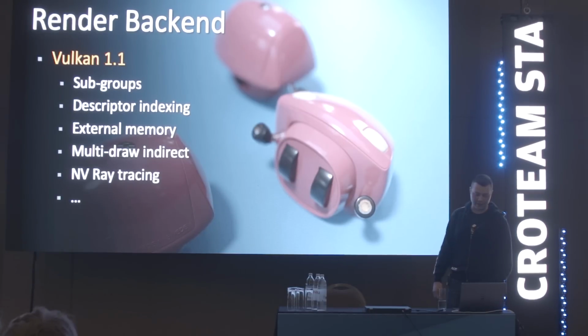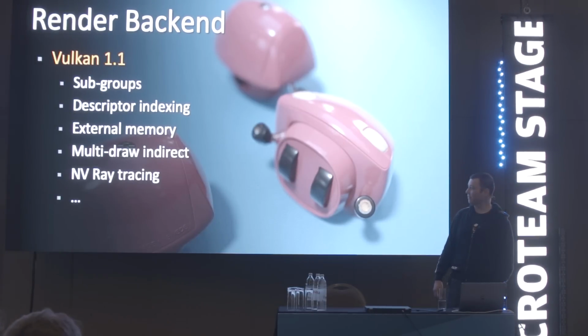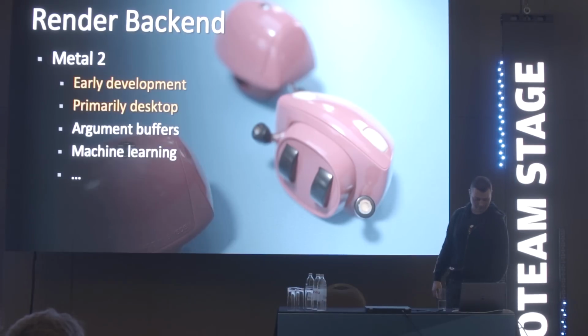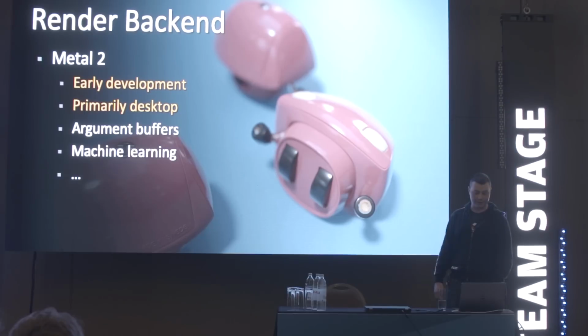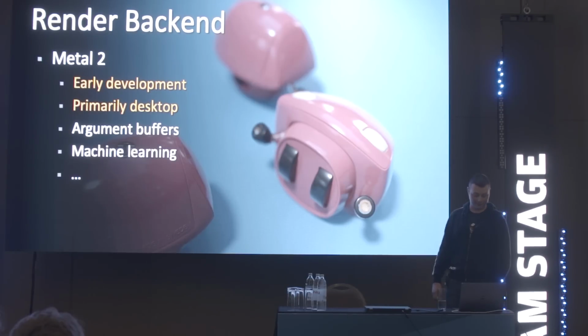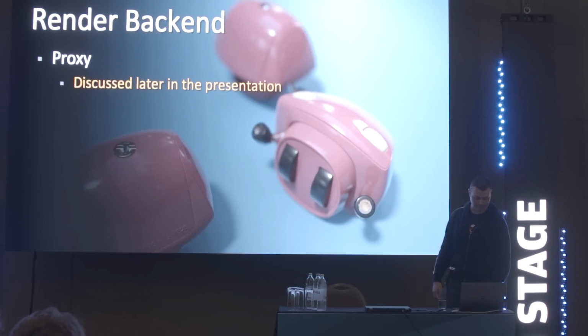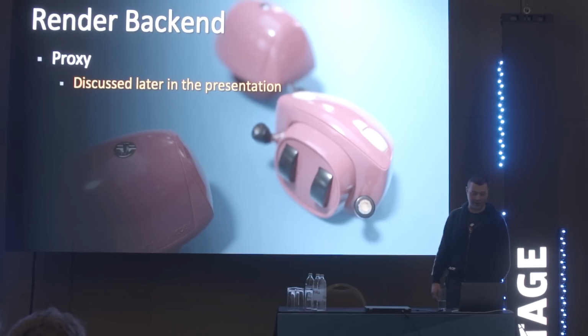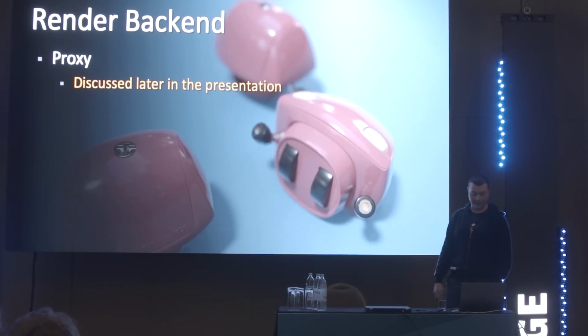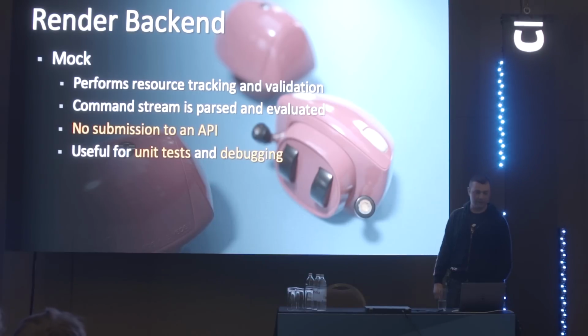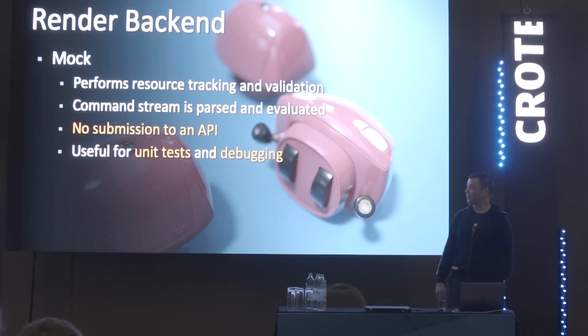It's easier to get access to harder features through Vulkan's extension system than it is with Direct 3D 12, making it an ideal render backend for high-end research and development. Metal 2 is still early in development, but very promising. We have another pretty crazy backend called Render Proxy, which I'll discuss later in the presentation. Finally, we have our mock render backend, which is for unit testing, debugging, and validation.